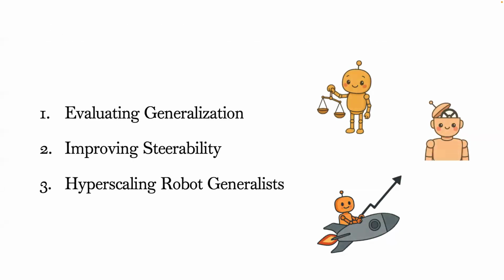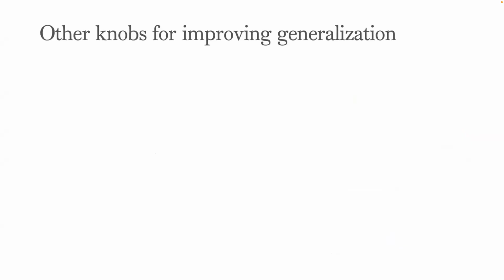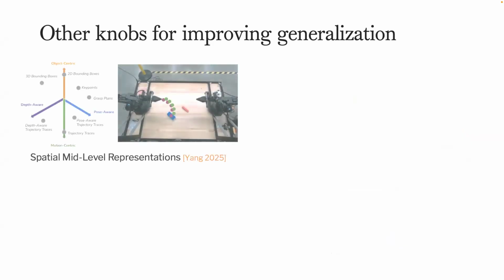Okay, so that was everything I had for my talk. We talked a little bit about generalization, a little bit about steerability, and how some of these things come together if you want to do this at scale with very, very large models. I do want to very quickly mention we mostly focused on the data side of improvements for making models more general and more steerable, but there are a lot of different knobs that we have access to.